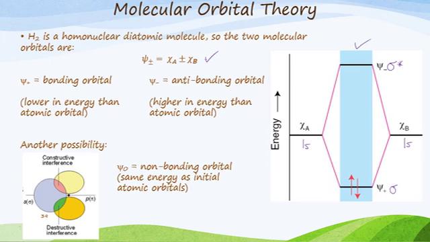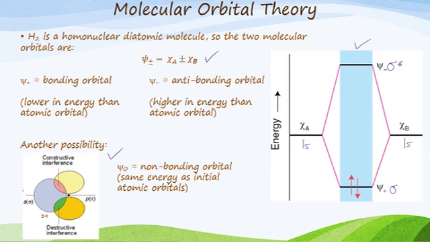There is another possibility. Let's have a look at this picture down the bottom on the left here. It is possible for an s orbital to overlap with a p orbital. And if there's no real interaction, we get something called a non-bonding orbital. It's the same energy as the initial atomic orbitals.